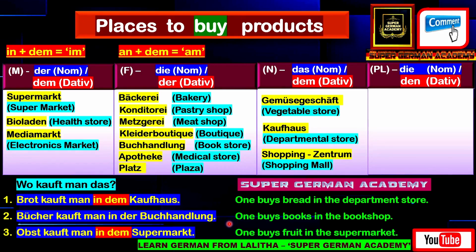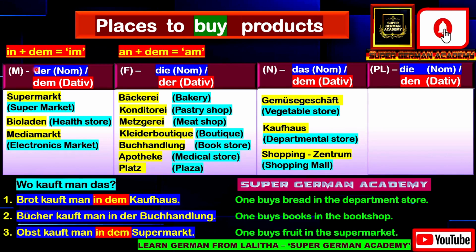Bücher kauft man in der Buchhandlung. One buys, Bücher means books here, in the bookstore. Here Buchhandlung is a feminine noun, and that is a bookstore. So the article is der for that. Then Obst kauft man in dem Supermarkt. Obst means fruit, no? One buys fruit in the supermarket.